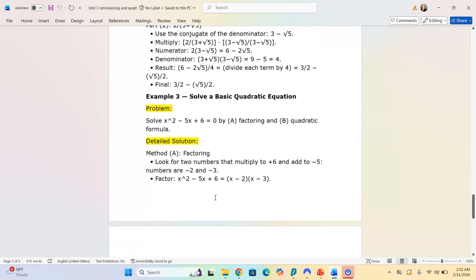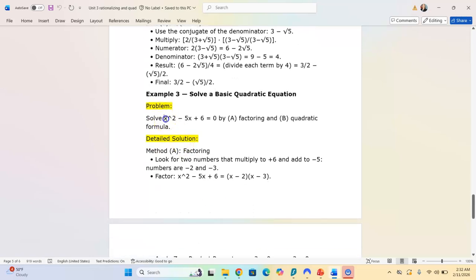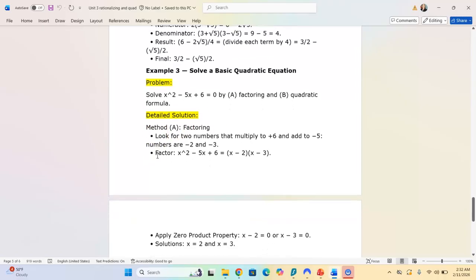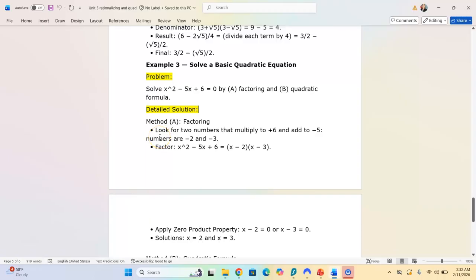Solving basic quadratic equations, that will definitely come up this week. As you recall, this is the typical standard format. Again, multiple steps, so if you just take your time and go step by step, you'll be able to work these problems. So what's the first thing we're going to do? We're going to look at factoring. So we're going to look for two numbers that multiply to positive 6 and add to negative 5. And those numbers are negative 2 and negative 3. Just highlighting that for you.